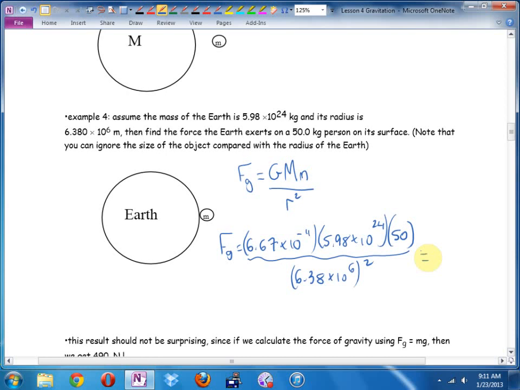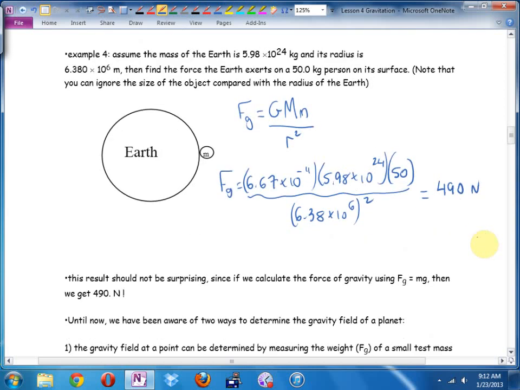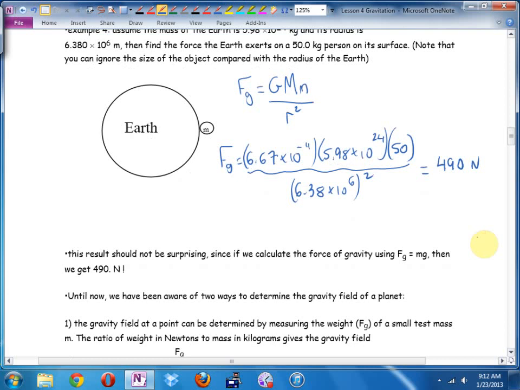And I think you're going to get something like 489.99 or something, 490. That's what your goal is. Now, this shouldn't surprise you because we could have just gone, hey, FG is mg. But the fact that we could get the 490 by going mg.